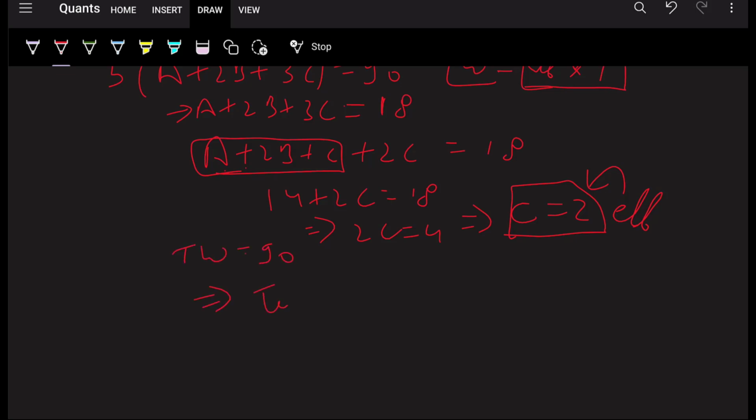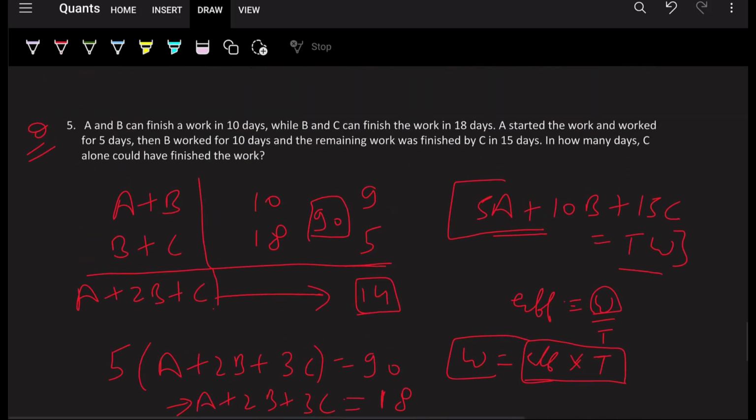Now if I have got the efficiency of C and the total work is 90, then the time taken by C will be total work upon efficiency, which is 45. So this was a nice question. So let us again understand it.